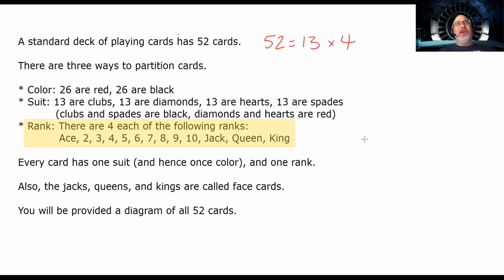Depending upon the game you're playing, sometimes ace is low and treated like a 1. Sometimes ace is high and treated like higher than a king. Sometimes it plays both roles. But we're not going to be concerned with which card is higher than which. We just need to know that there are 13 ranks, ace through king. And there are 4 of each. Like, for example, there's 4 aces: ace of spades, ace of clubs, ace of diamonds, ace of hearts.